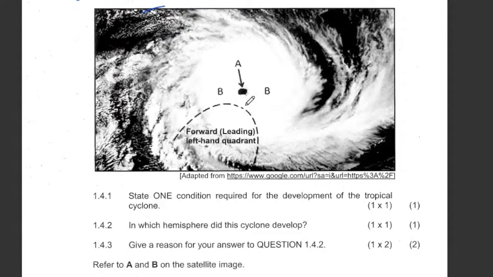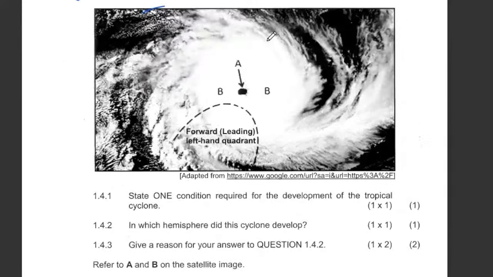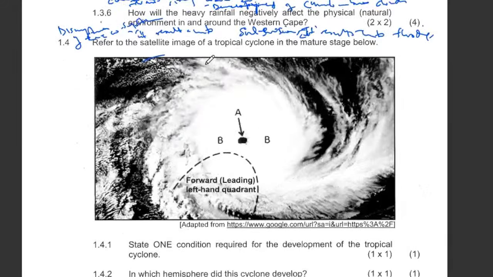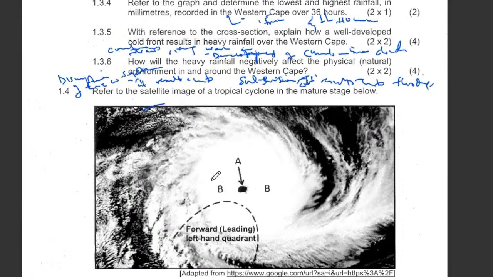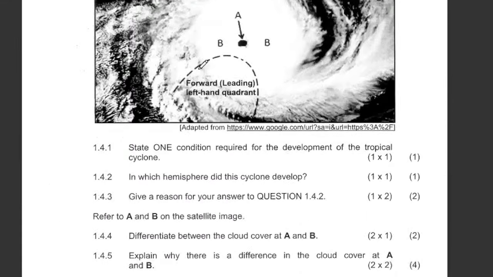Here we go to a tropical cyclone. When you analyze it, you can come to the conclusion that this was in the southern hemisphere because it rotates clockwise towards the center. Okay, rotation is clockwise towards the center. Also look at the position of the dangerous quadrant, which is on the bottom corner.